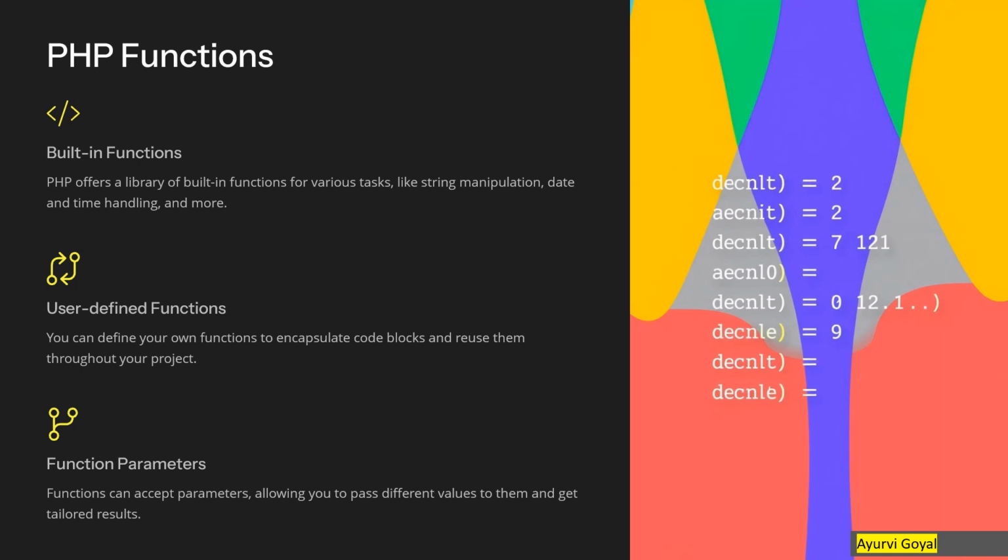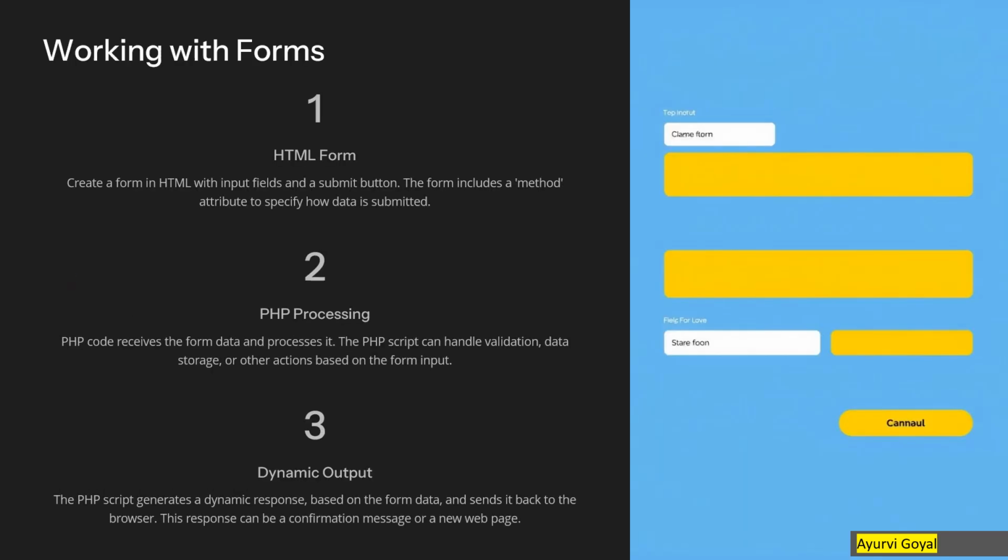PHP functions. Built-in functions. PHP offers a library of built-in functions for various tasks like string manipulation, date and time handling, and more. User-defined functions. You can define your own functions to encapsulate code blocks and reuse them throughout your projects. Function parameters. Functions can accept parameters, allowing you to pass different values to them and get tailored results.